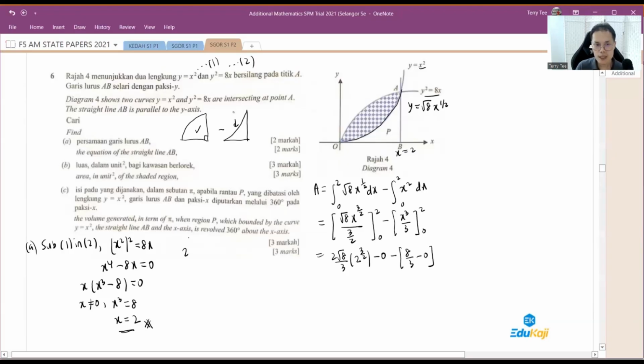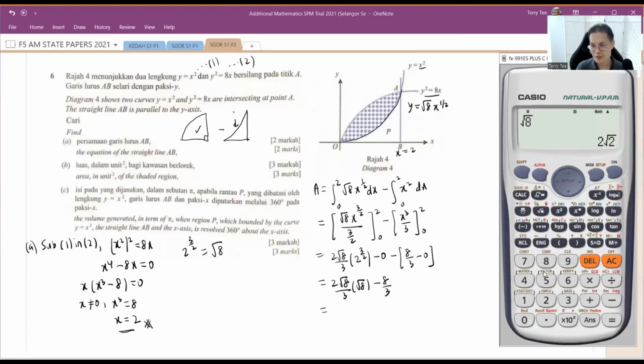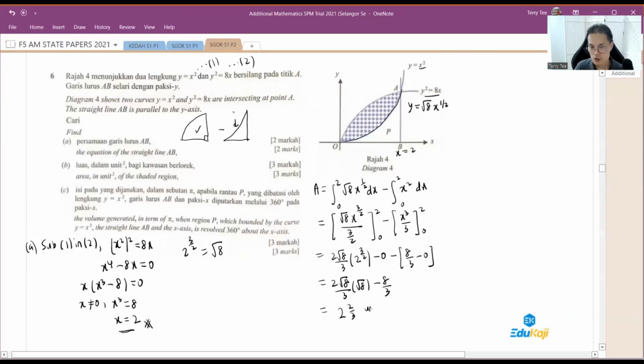Now, do you know that 2 power 3 over 2 is actually 2 power 3, which is 8, and then square root? So it's actually square root of 8. So you can write one more step: 2 square root 8 over 3 times square root 8, minus 8 over 3. Square root 8 times square root 8 is going to give us 8. 8 times 2 is 16. So it's 16 over 3 minus 8 over 3. I should get 8 over 3. Now you can use a calculator. The answer is 8 over 3. So your area, we write units squared. But if you don't write the unit, it's fine. No marks are given for writing the unit.